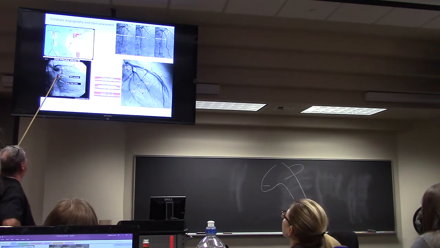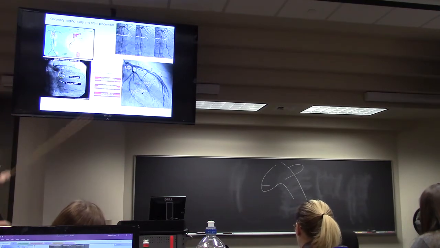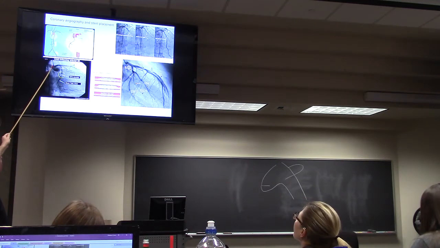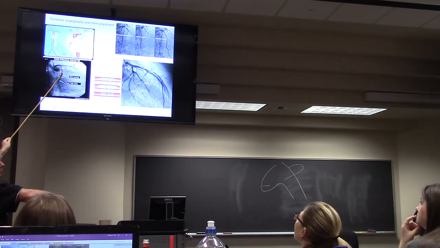In this picture right here, it illustrates it best. There's the circumflex. So remember, you're taking a three-dimensional object and making it two. So here's the left coronary. There's the LAD. This will be the circumflex going around the posterior aspect of the heart.